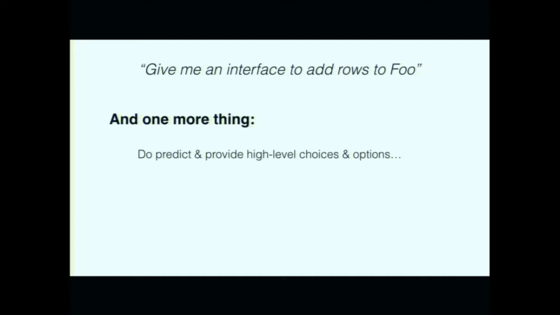Do predict and provide high-level choices and options. For instance, I mentioned a single selection dialog for a foreign key. Give me a choice where I can make that be a drop-down, for instance, which works for a limited number of rows, but obviously won't work for all cases. Provide other high-level options to do a single selection for a larger set.